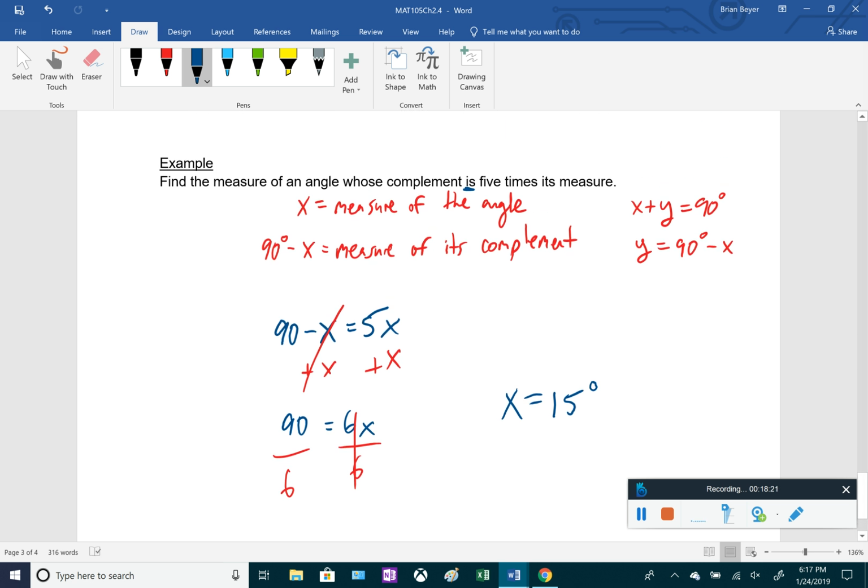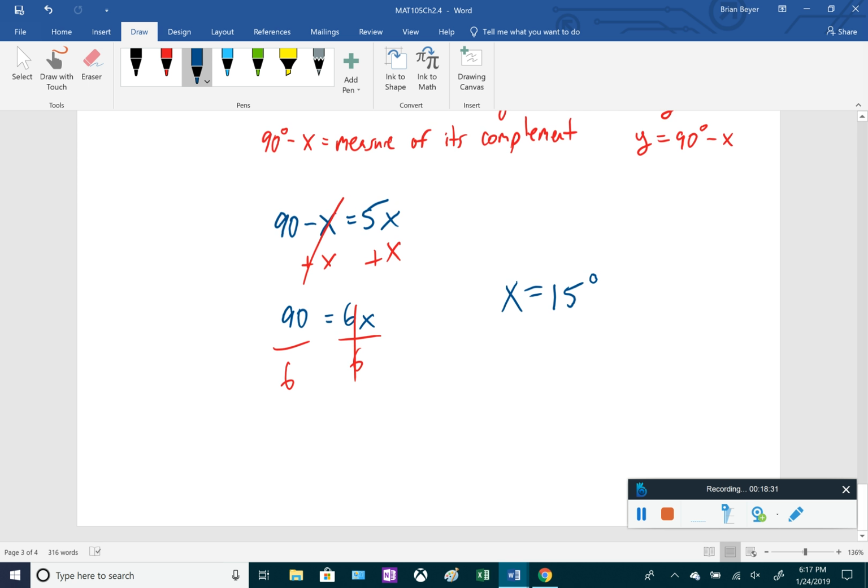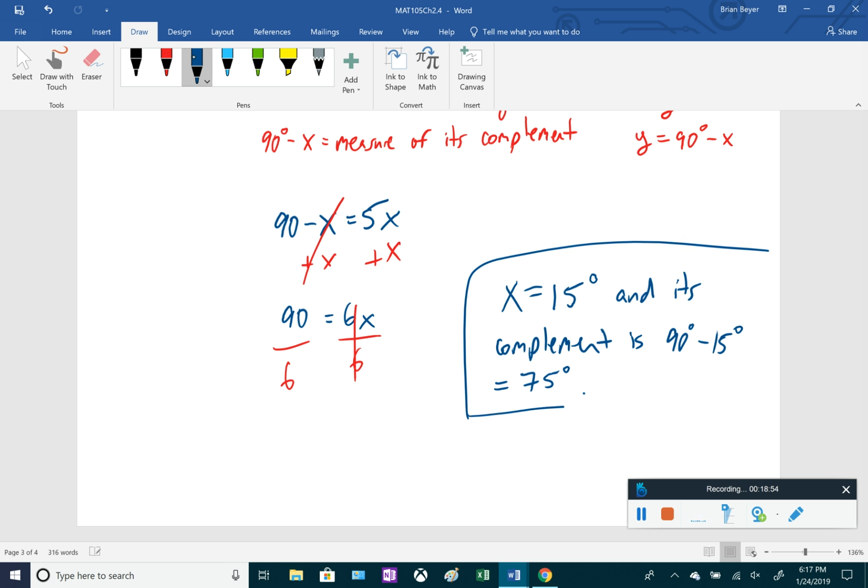Let's make sure we're answering the question. The measure of an angle whose complement is 5 times its measure. So that means the angle is 15 degrees. And its complement is 90 degrees minus 15 degrees, which is 75 degrees. So we just found both of the angles. One of the angles was 15 degrees and the other one was 75 degrees. Okay, so it looks like that'll do it for chapter 2.4.